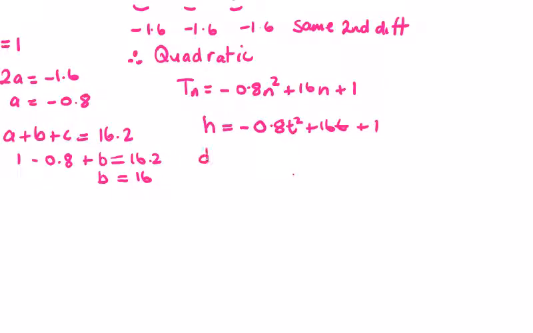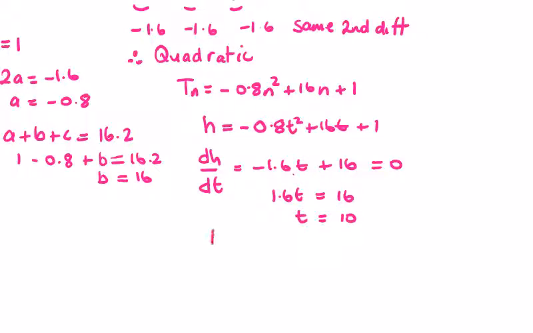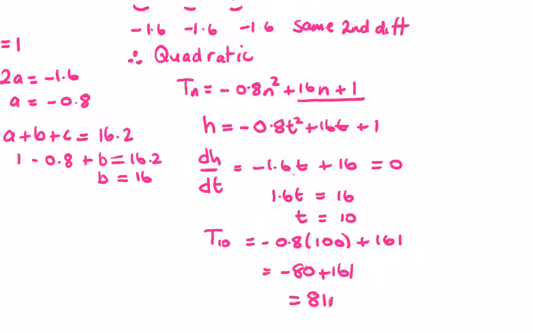So dh/dt, we differentiate. dh/dt is going to be minus 1.6 t plus 16. We let this equal 0 to get the max height. So we're going to get 1.6 t is equal to 16. So the max height will occur after 10 seconds. So let's find t10. It's going to be minus 0.8 times 10 squared, put in 100 if you know it, plus 16 times 10, 160, and a 1, so 161. So that's going to be minus 80 plus 161, which is equal to 81 meters for the max height.